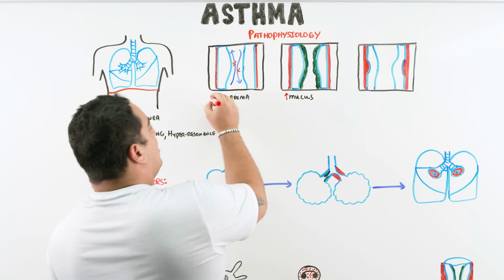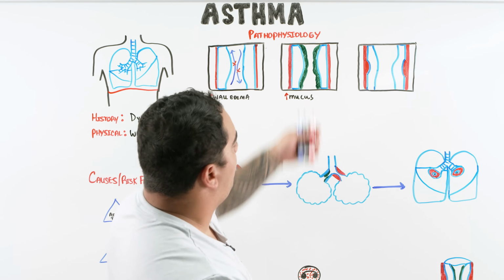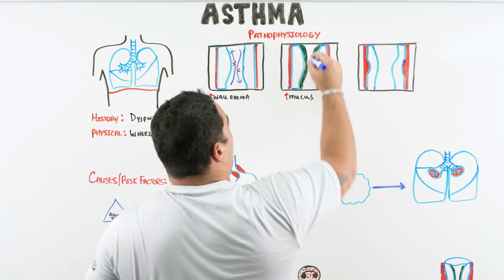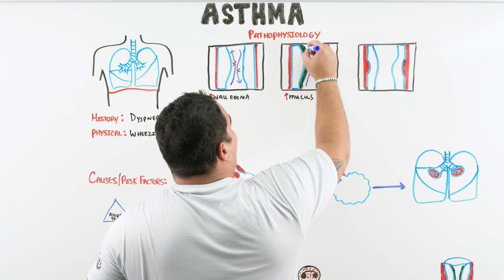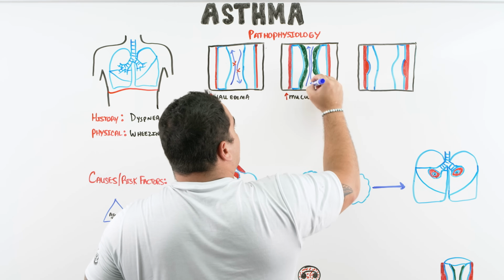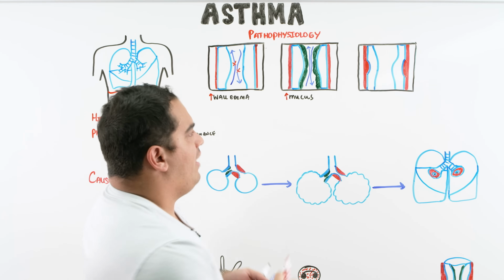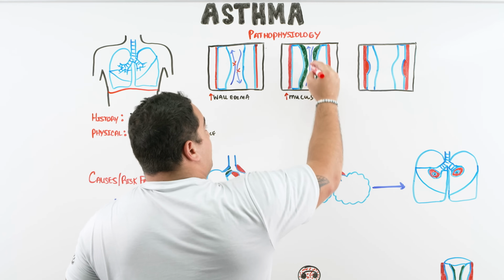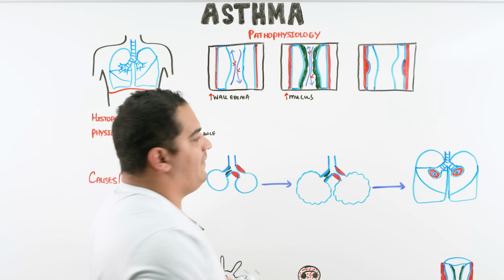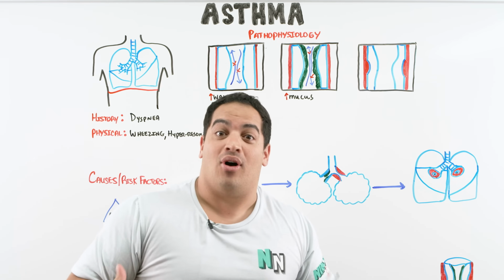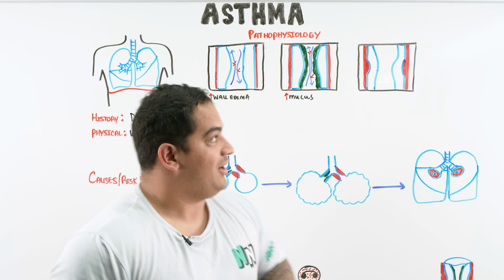So we have lots of mucus, we have lots of wall edema. Think about it, same concept, you're narrowing the airway. It's going to be difficult to get air out, and just as difficult to get air in. If you're having difficulty getting air in, that's going to precipitate dyspnea, and if you're having difficulty getting air out, you're going to air trap, causing wheezing and hyperresonance to percussion.